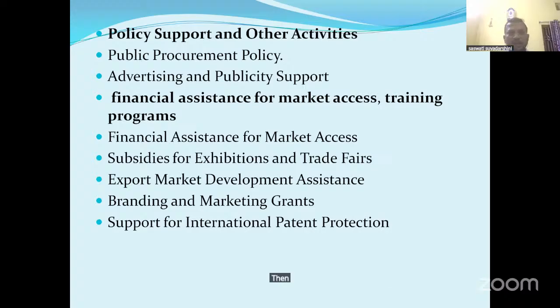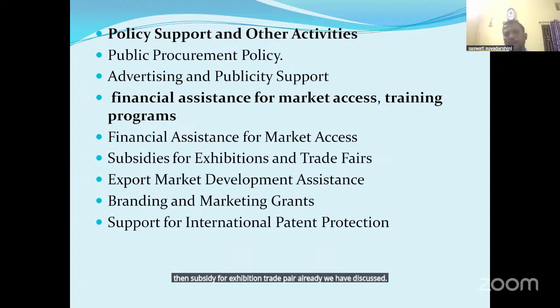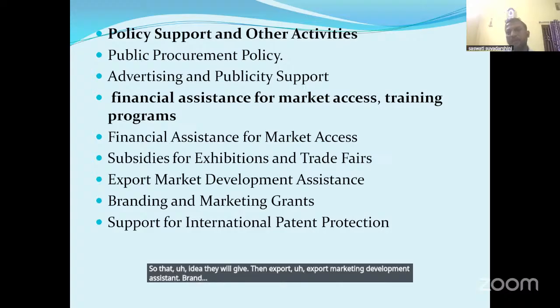Then financial assistance for market access training programs. With financial access, they can get subsidized products. Then subsidy for exhibitions and trade fairs, already we have discussed. Export marketing development and assistance, how to export to the market. Sometimes raw material is prepared by the SHG group or entrepreneur, so they get the opportunity to sell their product to outside countries. So that idea they will give. Then export marketing development assistance, branding and marketing assistance.